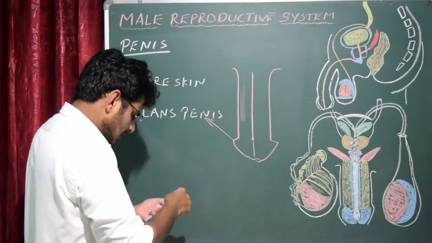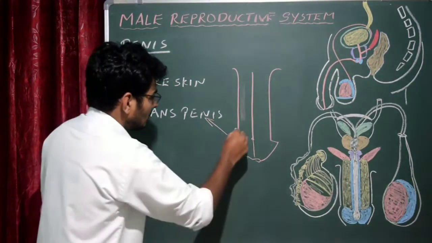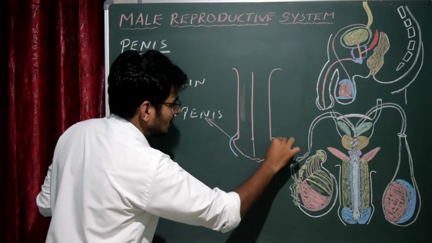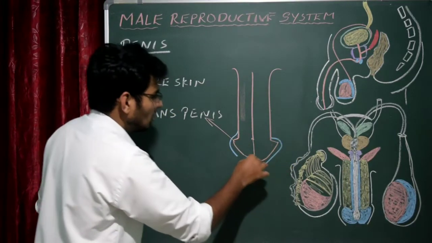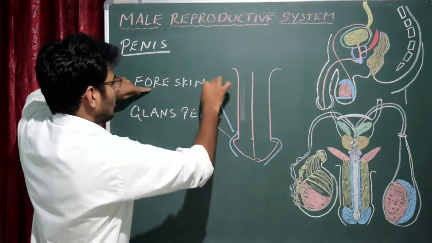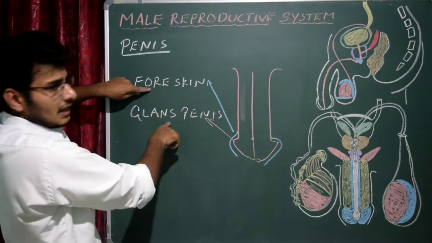I'm just using another color, and this glans penis is covered by a foreskin. That is, a skin which covers the glans penis, which is called the foreskin. That means the foreskin protects the glans penis.